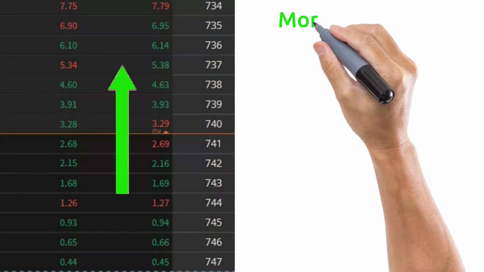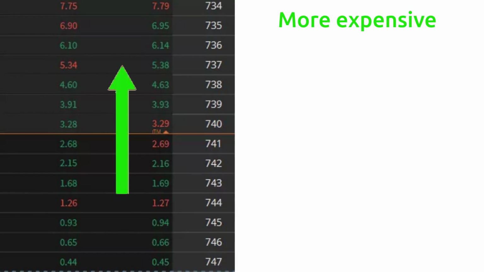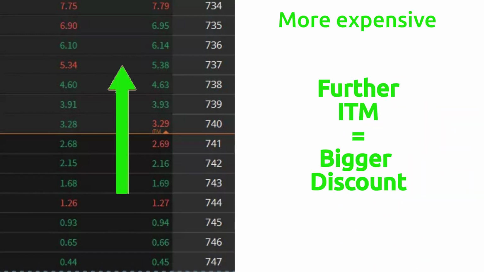This is where it will start to come together. You'll notice that the further in the money an option is, the more expensive it is. Because if an option allows you to purchase the stock at a bigger discount, it's going to be more valuable than an option that only allows you to purchase the stock at a small discount.